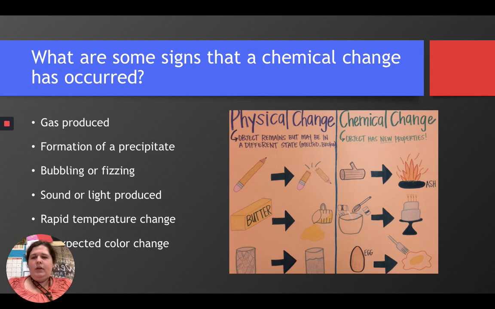Okay, so if it's expected, that's one thing. That would be physical. If you're just mixing white and red and you get pink, that's physical. If you mix white and red and you get something crazy like blue, that's way unexpected, that would be chemical.